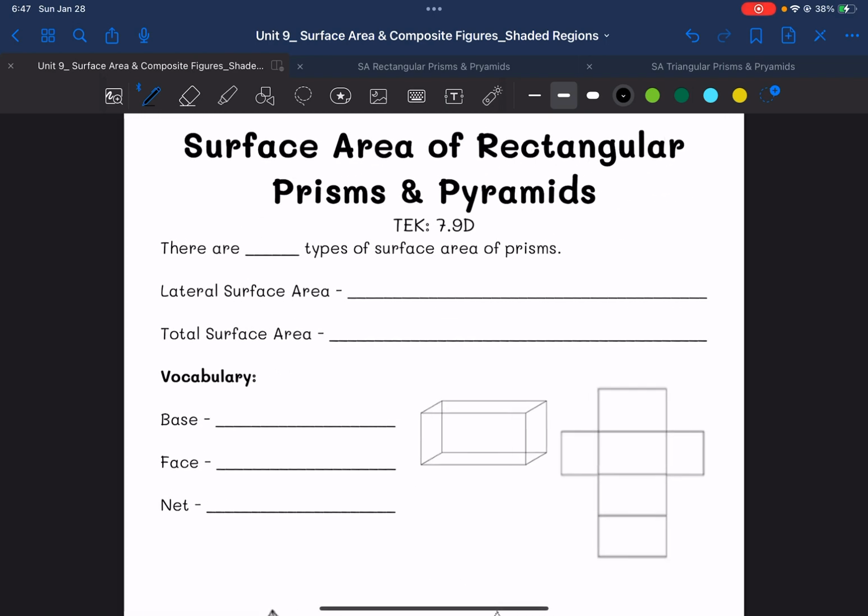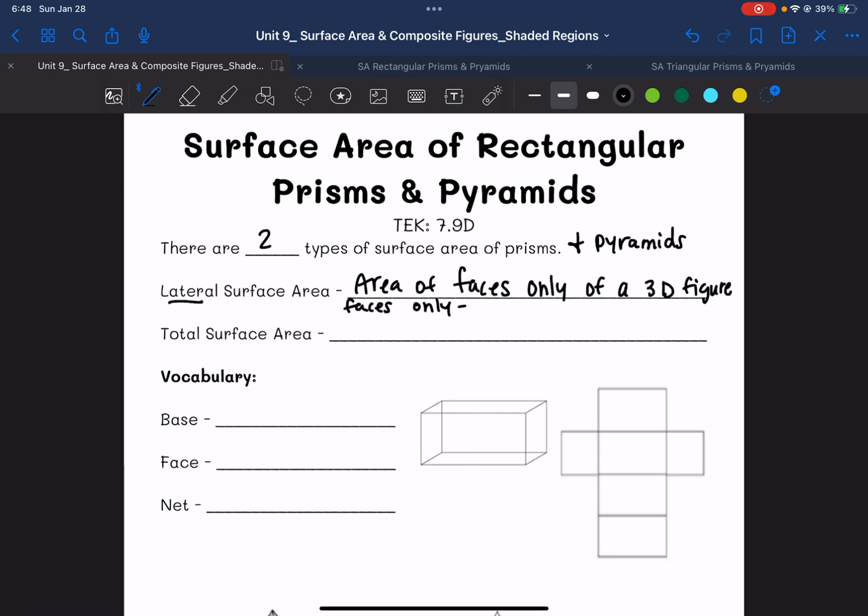There are two types of surface area of prisms and pyramids, okay? Lateral surface area is going to be the area of faces only of a 3D figure. Okay, so this one is faces only, no bases.